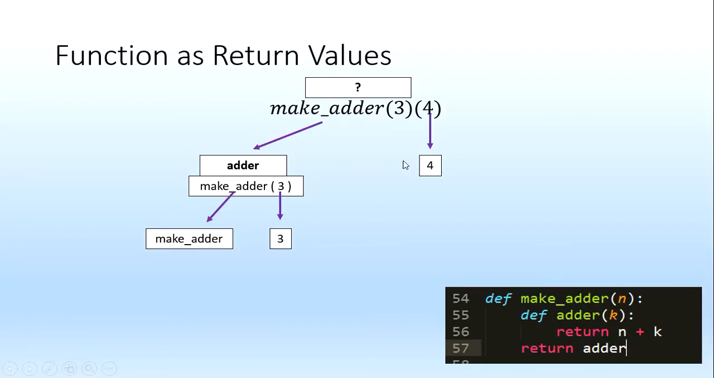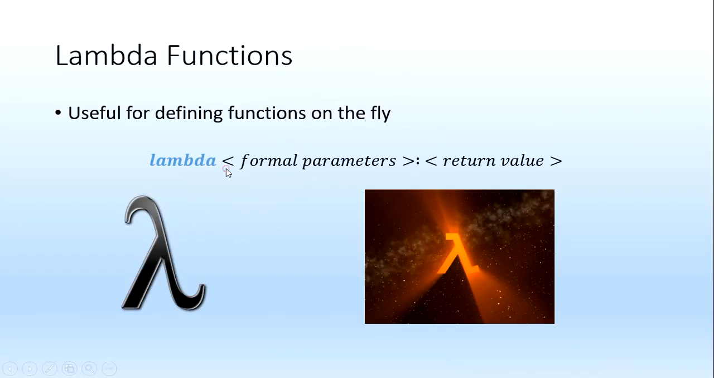And then what does this do? It returns n plus k. What was the original n we had? It was 3, so that's 3. And then what's our k? It's 4. So we just return 3 plus 4 and we get 7. So that's how this works. The expression tree still works, but it's just a little different in that one of our return values is going to be a function.